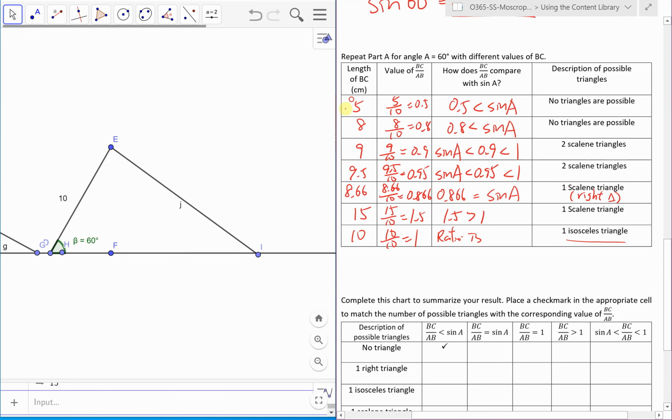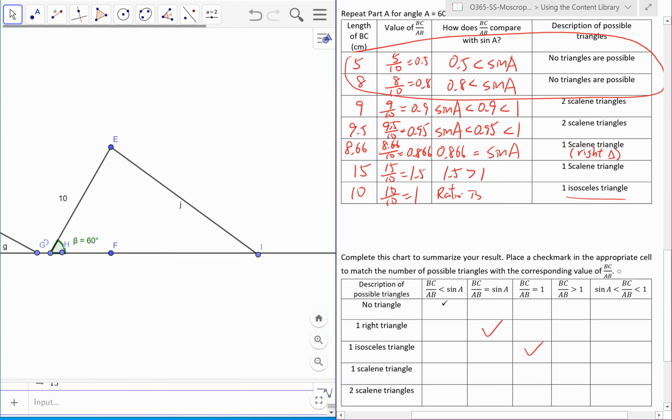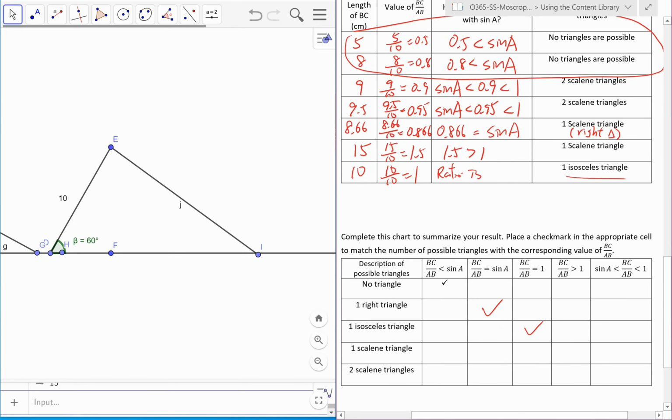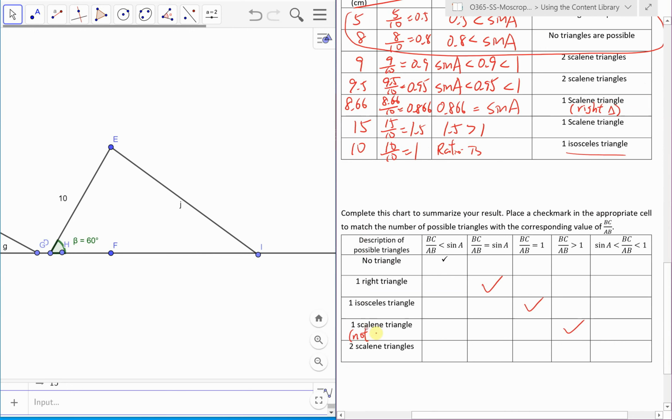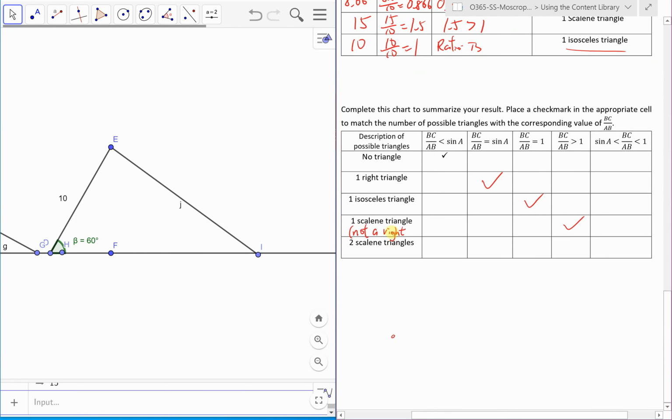Again, we can show from the previous example that we just did, and the previous one, that we can have a right triangle if the ratio is exactly equal to sine of A. We will get an isosceles triangle if the ratio is exactly 1, which makes sense, right? Because then that means BC is equal to AB. So two equal side lengths is one isosceles triangle. We'll get one scaling triangle that's not a right triangle if the ratio is bigger than 1. And finally, we will get two scaling triangles if the ratio is between sine of A and 1.